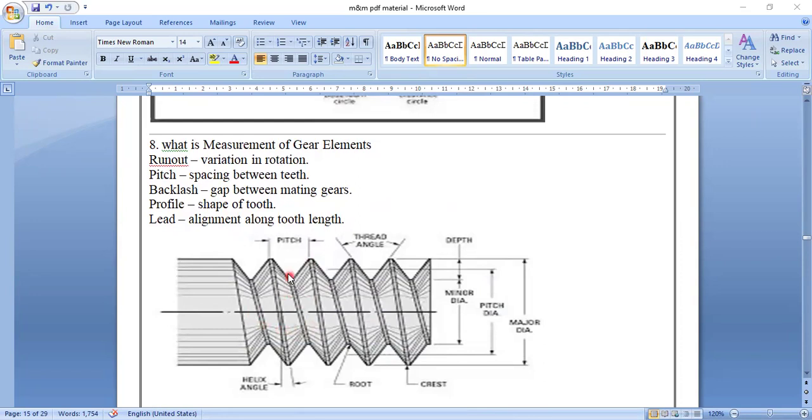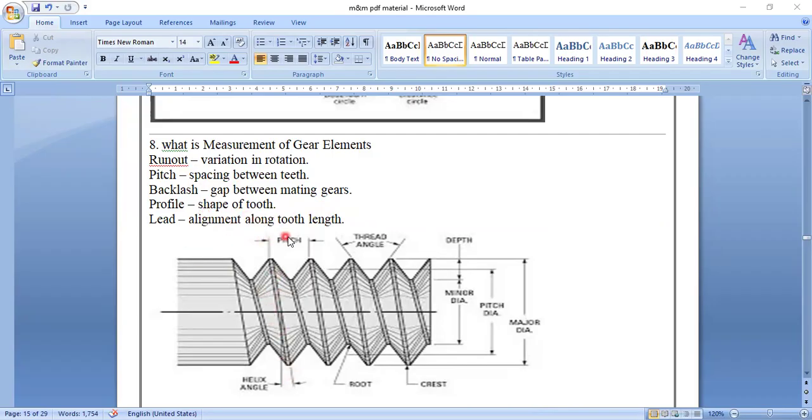Eighth question: what is the measurement of gear teeth, gear elements? So, measurement of gear elements. Generally you can draw this diagram. I have already discussed minor diameter, major diameter, pitch, depth, thread angle; any 4 or 5 you can say. Pitch is the spacing between teeth, backlash is the gap between mating gears, profile is the shape of the tooth.